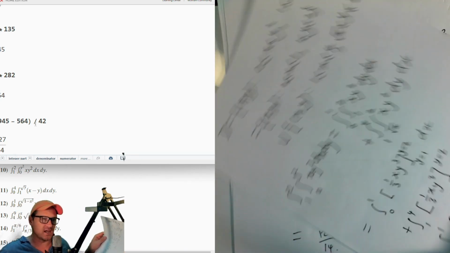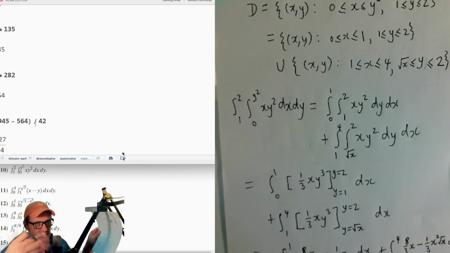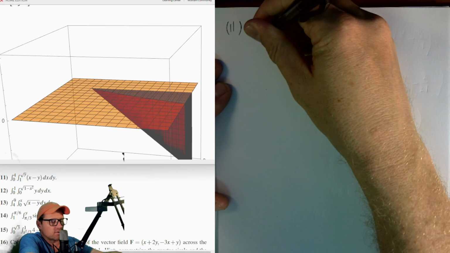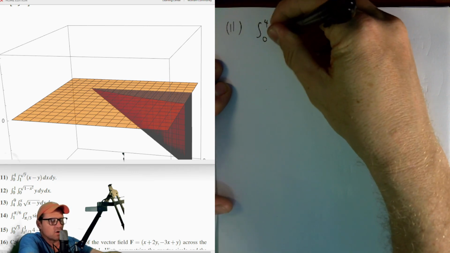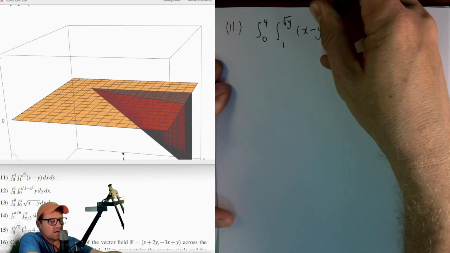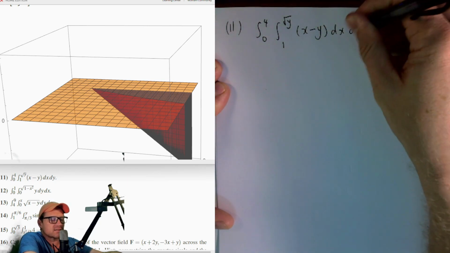Except here we changed the order of integration and did it by breaking that up. Okay, question 11. So we've got a double integral. Y goes from 0 to 4. X goes from 1 to the square root of y. And we're integrating x minus y, dx, dy.